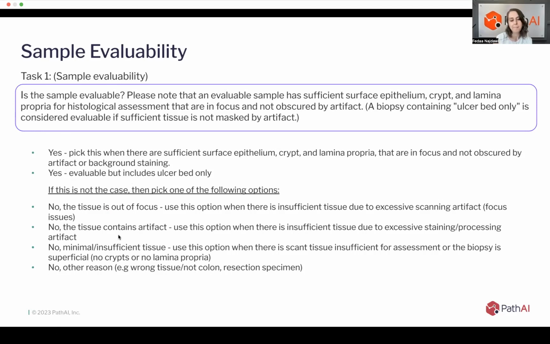And we gave you multiple options in terms of why you think this sample is not evaluable. That includes artifacts obscuring the entire tissue area or most of the tissue, which hinder the entire sample, or some scanning artifacts rendering the tissue out of focus. If there is minimal or insufficient tissue, including biopsies that are superficial, so only the superficial epithelium is present, or if there are any other reasons, like the wrong tissue is submitted, or this is a resection specimen rather than a biopsy.